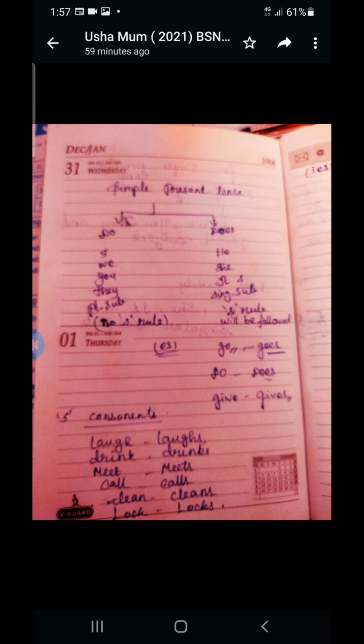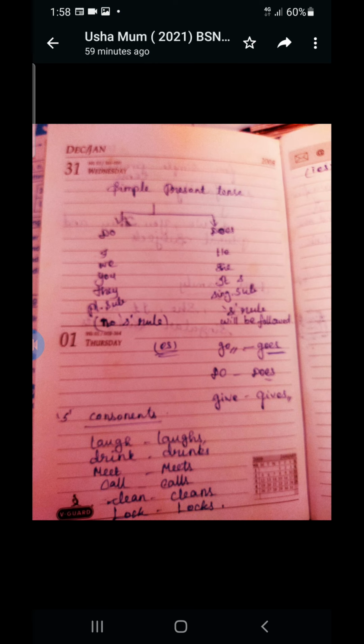So, how many letters are vowels? Five letters. What are they? A, E, I, O, U. These five letters are called vowels. How do we call the remaining ones? They are called consonant letters. From A to Z, except A, E, I, O, U, all the remaining letters are called consonant letters.